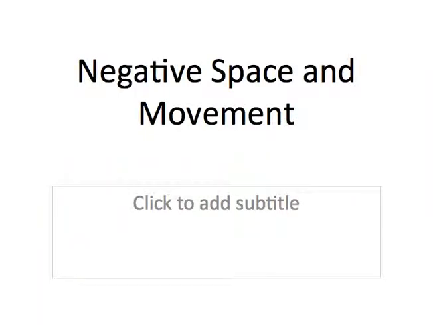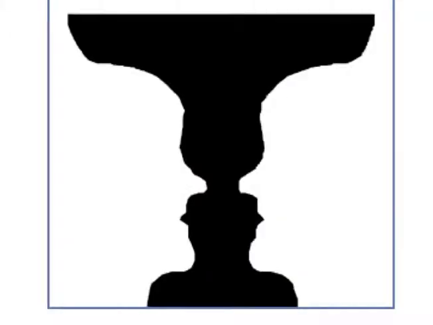Okay, negative space and movement. These are two independent things, but we'll talk about them together in these two examples. Negative space, just briefly, you guys remember this picture, you've seen it before. The negative space around the vase makes two faces, or vice versa. The space in between the two faces. So negative space is something that doesn't have a solid object.